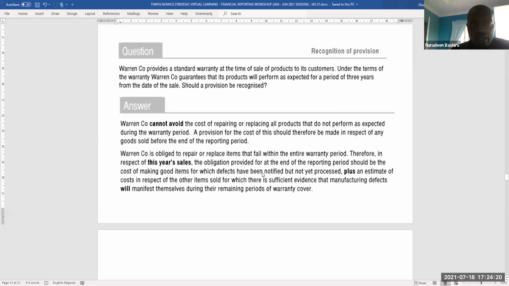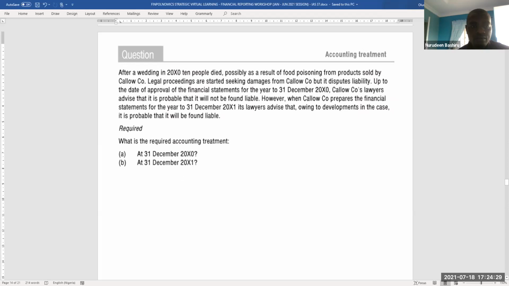Okay. It's still the same warranty code. It has not changed. Okay, question. After a wedding in 20X0, 10 people died, possibly as a result of food poisoning from products sold by Caloco. Legal proceedings are started seeking damages from Caloco, but it disputes liability up to the date of approval of the financial statements for the year to 31st December 20X0.